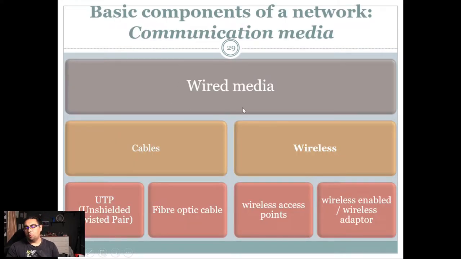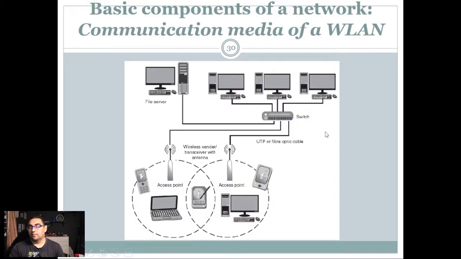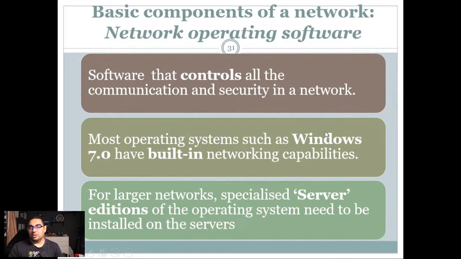Okay, and then they just mention your wired media, your different types of cables. Please, guys, know how to explain these cables to us. That's another tip. They also mention the network operating system. In other words, your operating system that has network capability. There are some operating systems that don't allow you to connect to a network. Most of your Windows software does allow you to do that, but you would need to check on that. So again, it is software that controls all the communication and security in a network. Most have this built in, as I mentioned.